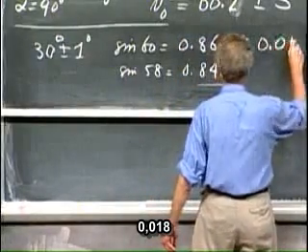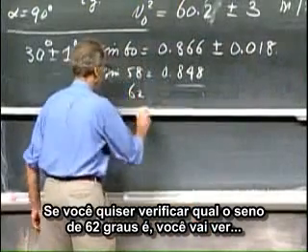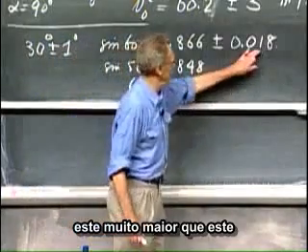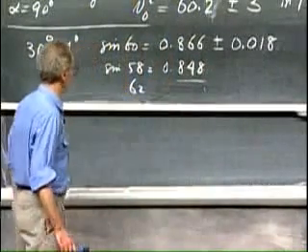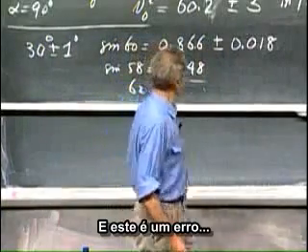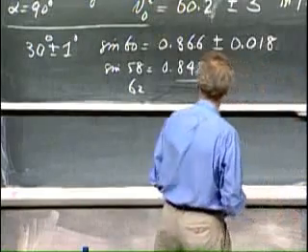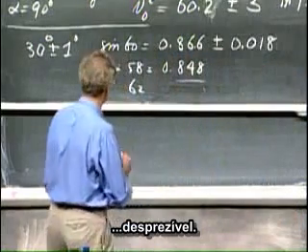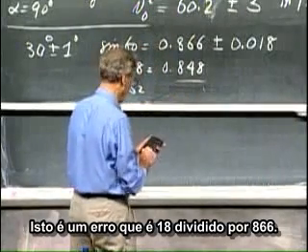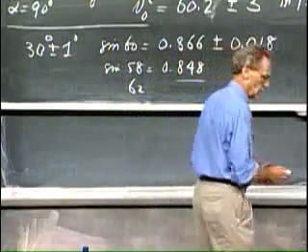0.018. If you want to check what the sine of 62 degrees is, you will see that that is about this much higher than this. So we must allow for this error. And that is an error which is by no means negligible anymore. That is an error which is 18 divided by 866. That is a 2% error.